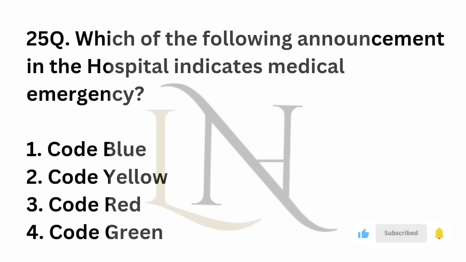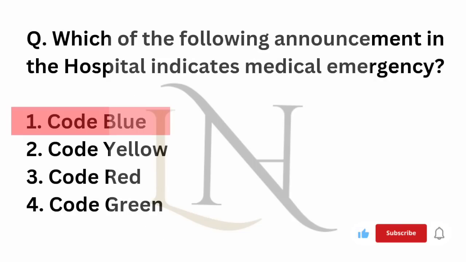Next MCQ. Which of the following announcements in the hospital indicates a medical emergency? Option 1, code blue. Option 2, code yellow. Option 3, code red. Option 4, code green. Correct answer: option 1, code blue is the announcement in a hospital for a medical emergency, and code red is for any fire accident that happens in a hospital area. Move to next MCQ.